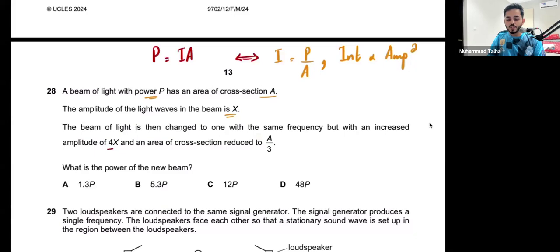Now, if you see here, because amplitude quadruples, because of this relationship, the power is going to increase by a factor of 4 squared, which is really 16. And then because of the area becoming 1/3, the power would also become 1/3. So this is 1 over 3. So I'm looking for 16 over 3 times the initial power, which is going to be 5.3. So that's P.